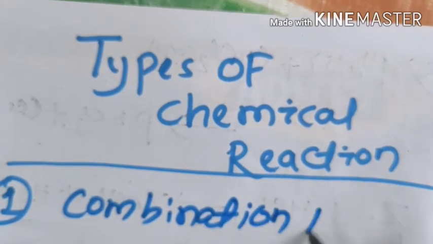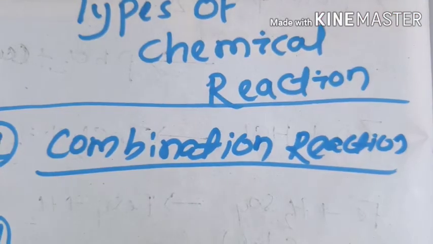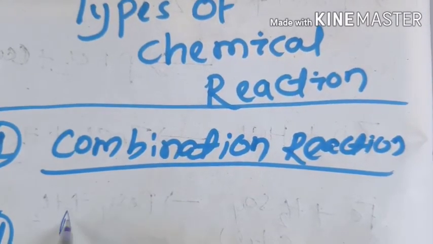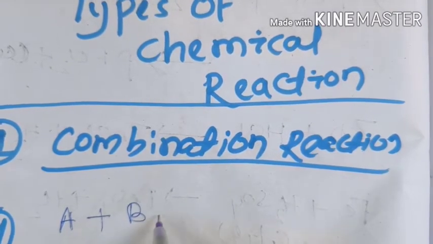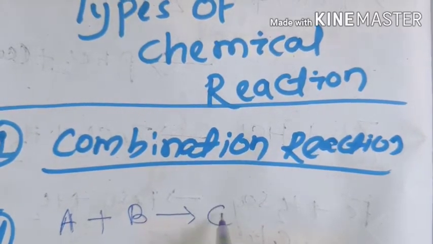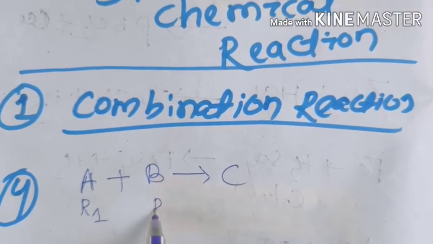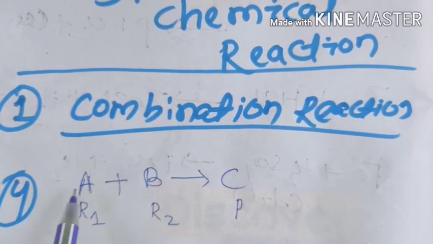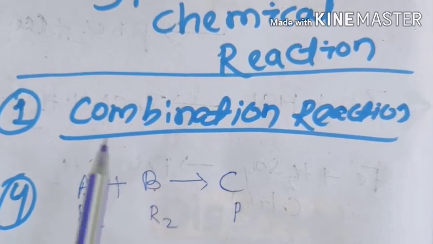What is a combination reaction? First we start with combination reactions. Let A and B be two reactants. These two reactants combine to form a single product C. Here A is called the first reactant, B is called the second reactant, and C is the product. Here you can see two reactants are involved to form a single product. So it is called a combination reaction.